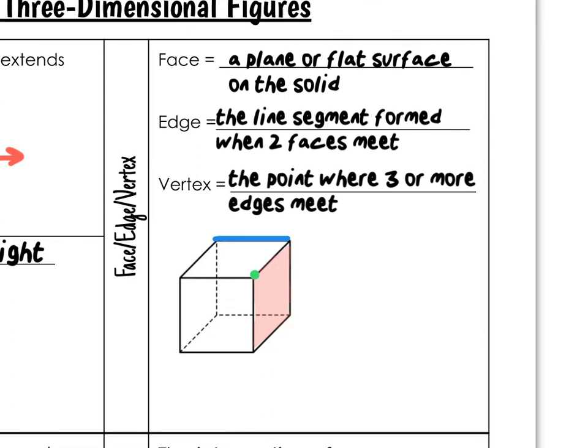For the box that says face, edge, and vertex, I want you to copy what you see on your screen. For face, I want you to write it's a plane or flat surface on the solid. Edge is the line segment formed when two faces meet. And vertex is the point where three or more edges meet. So pause the video so you can write all of this down and press play when you're ready to continue. Please pause now.